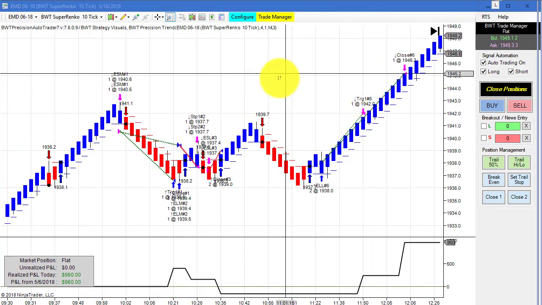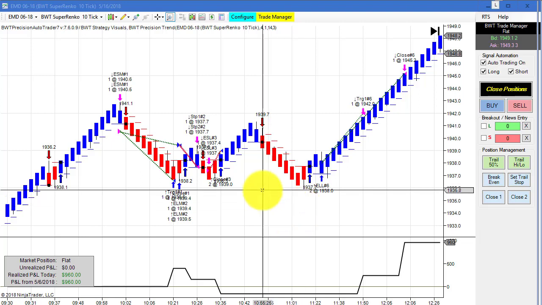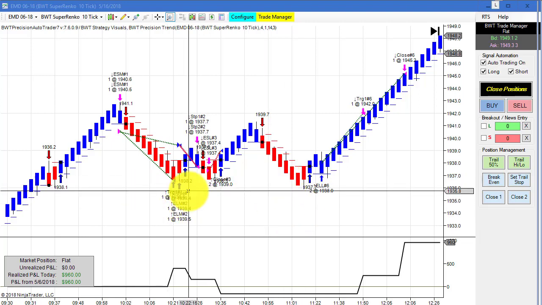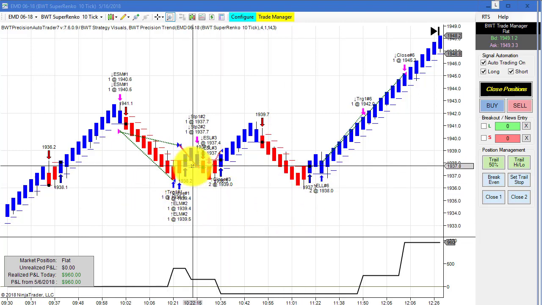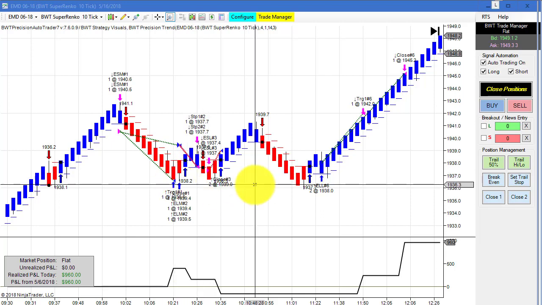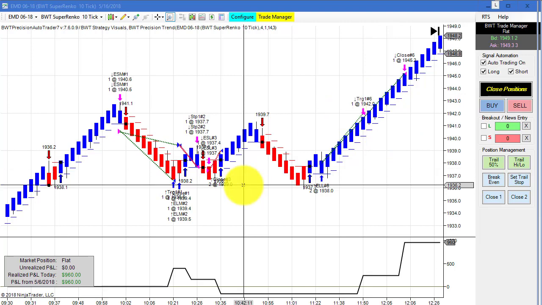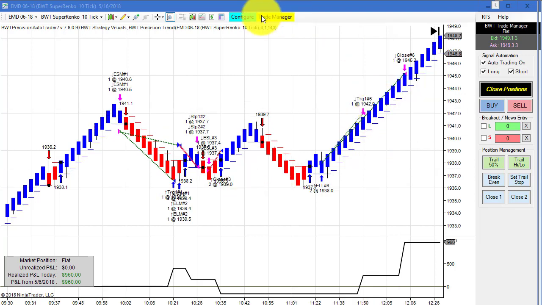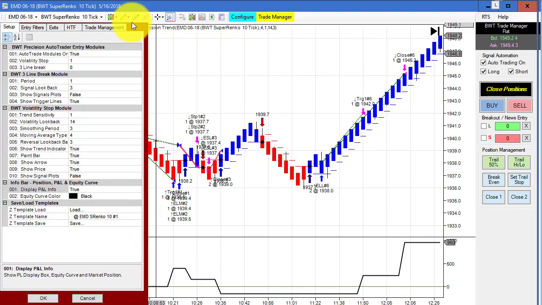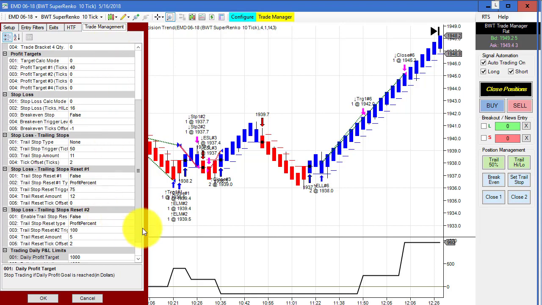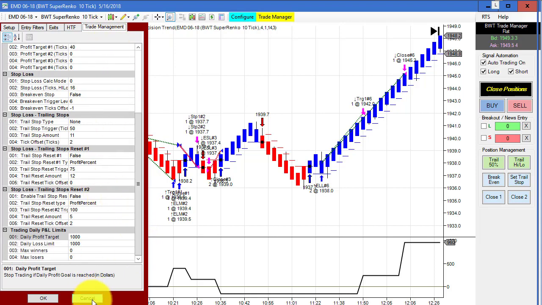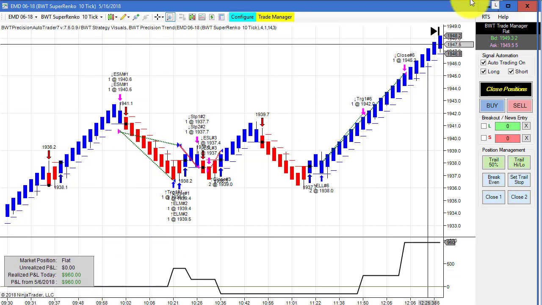Okay, the mid cap coming through on the Super Renko 8 tick, and we had 2 winners and 2 losers. Obviously, the 2 losers were absorbed well by the Autotrader, and then came back with these nice winner trades here, and then we hit our goal of 1,000 on this chart, trading 2 contracts.